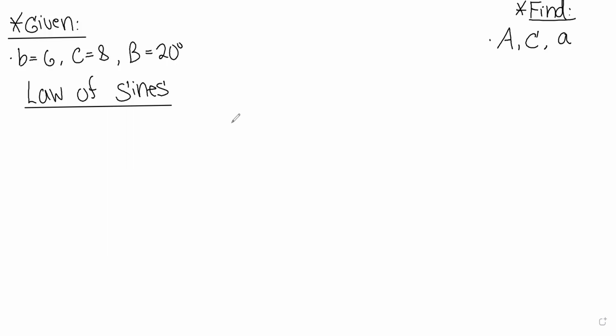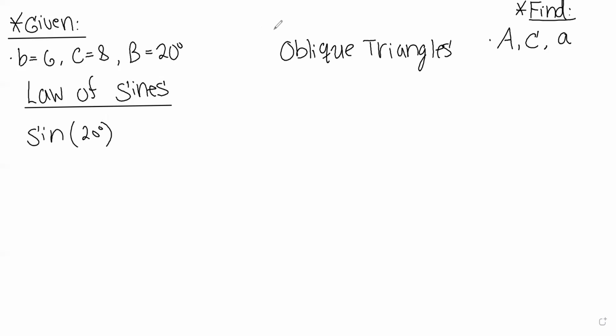So let's get started. In this video, we're solving for all sides and angles for oblique triangles. To do so, you must apply the law of sines. So I'll do sine of angle B over length b equals sine angle C over length c.